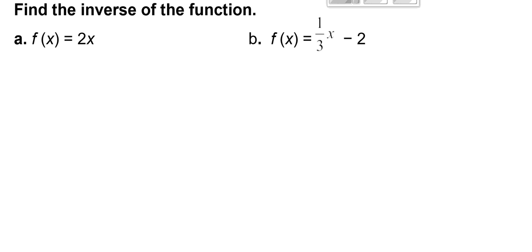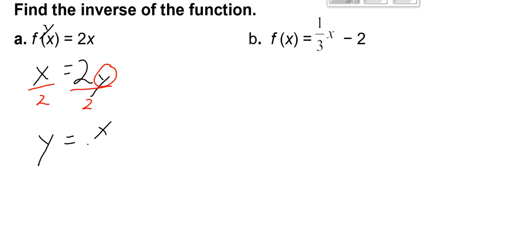So finding inverses. Here's a couple of quick examples on finding inverses. First thing, how I do it, I change it. So I know that this is going to be 2y and this becomes x. So I interchange my x and y. I knew this was going to be y already, so I do that switch. Now I need to solve for y. So divide by 2, divide by 2. So I get y equals x over 2, which is f inverse of x.